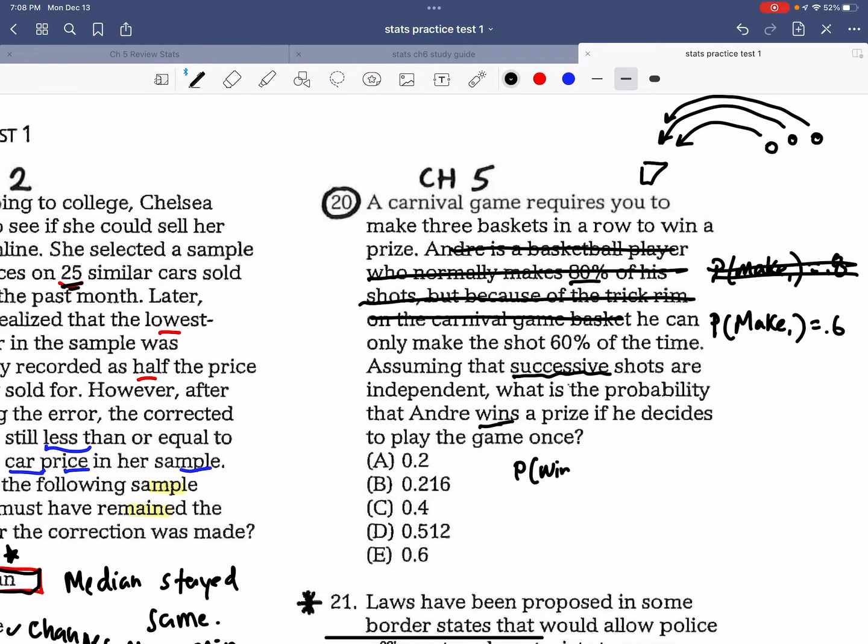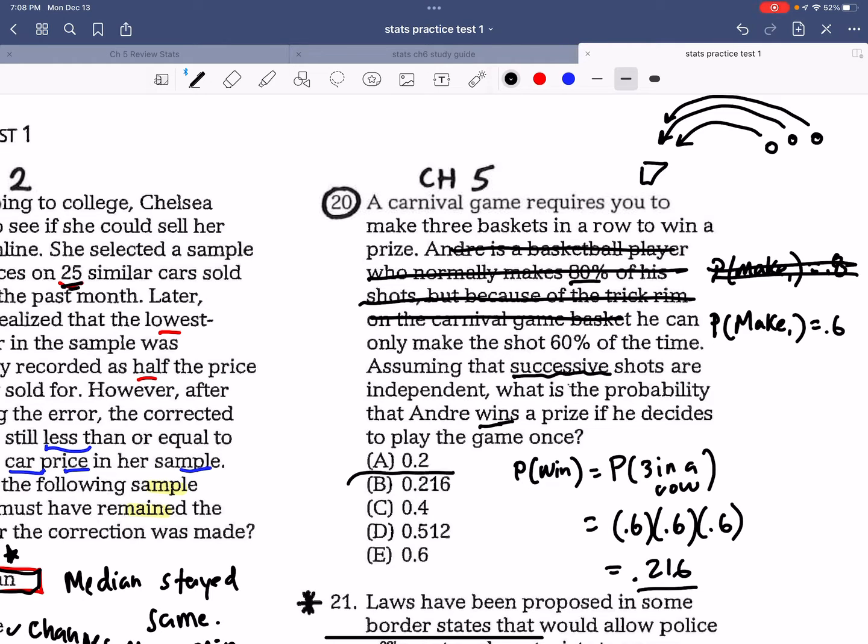So for Andre to win, he needs to make three in a row. All right, so the probability of a make is 0.6, times the probability of a make, which is 0.6, times the probability of a make, 0.6. When we take 0.6 times 0.6 times 0.6, we get 0.216. So 21% of the time or so, he'll make three in a row.